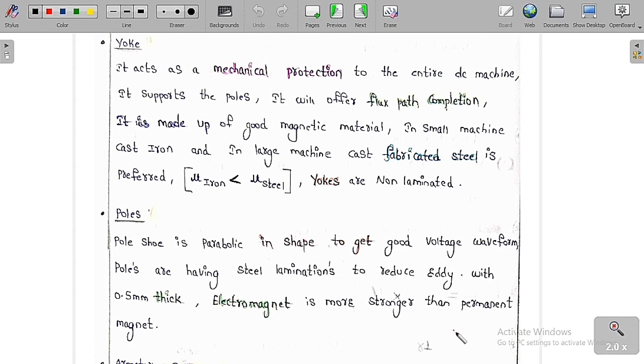If you see the end of the pole, there is a small parabolic shape called the pole shoe. We do this to get a good voltage waveform. Also these poles are made of steel and laminated to reduce eddy currents, and their thickness is 0.5 mm. An electromagnet is always stronger than a permanent magnet. And if you see clearly, the yoke is not laminated, whereas the pole is always laminated. This is the concept that you always need to keep in mind.